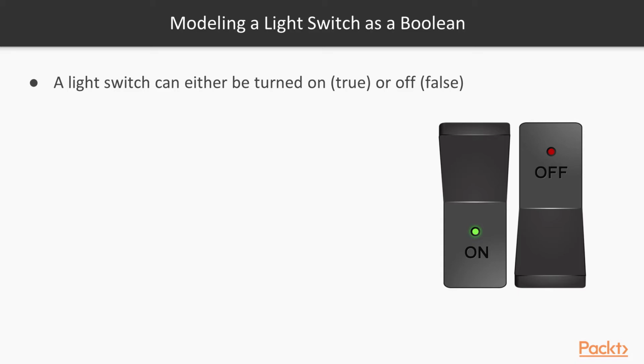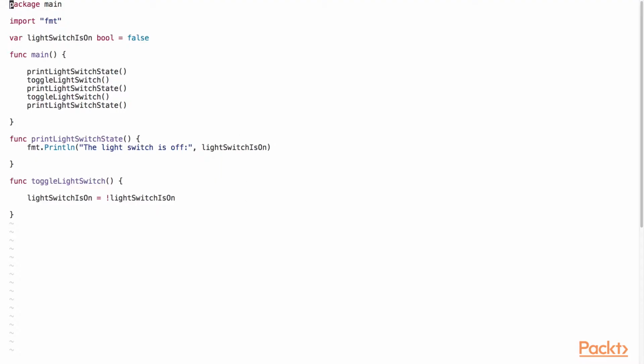Opening up the example lightswitch.go, in the lightswitch directory, we declare the variable lightSwitchIsOn, which is a Boolean that tells us whether the light switch is on or off. Besides our usual main function, we have 2 functions in this example. The first is called printLightSwitchState. This function is responsible for printing the current state of the light switch. The second function is called toggleLightSwitch. This function is responsible for toggling the value of the light switch.